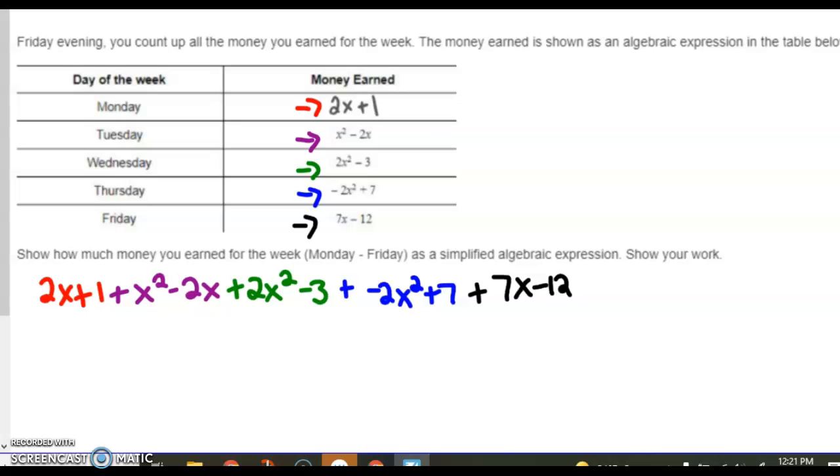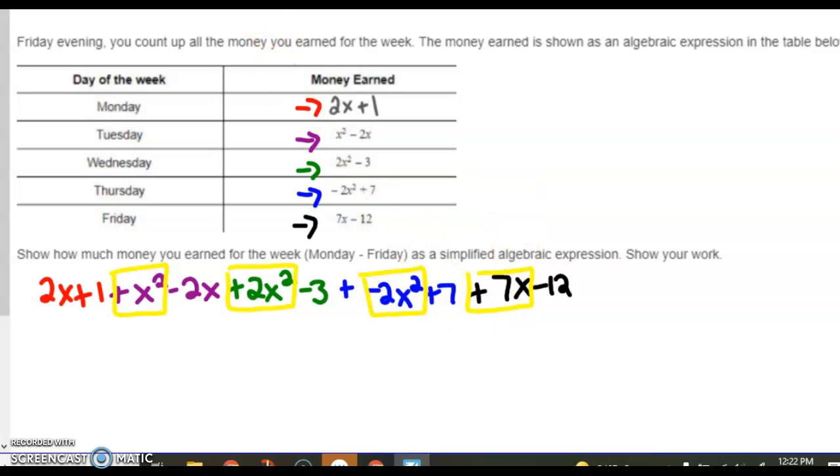And now we're going to start combining like terms. My highest exponent is x squared. So I'm going to go through and I'm going to find all of my x squareds. And remember, you want to keep the sign and the coefficient or the number in front of it. So I'm going to box off all these x squareds and I'm going to make sure that I get the sign and the number in front of it.